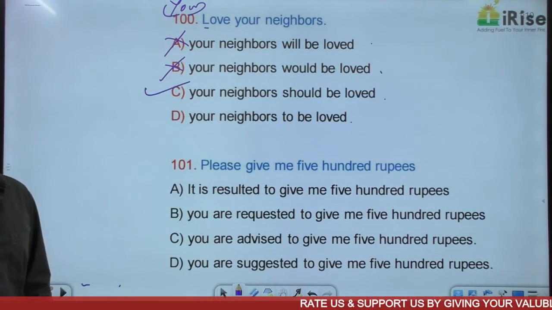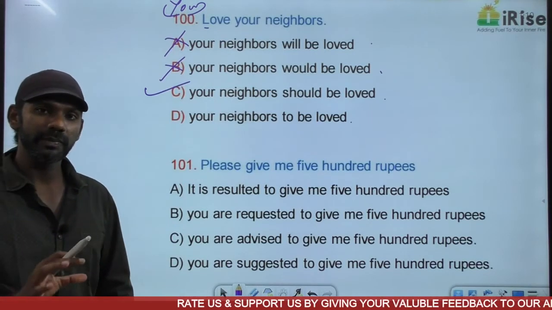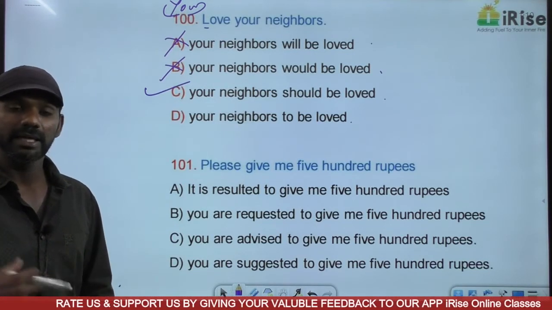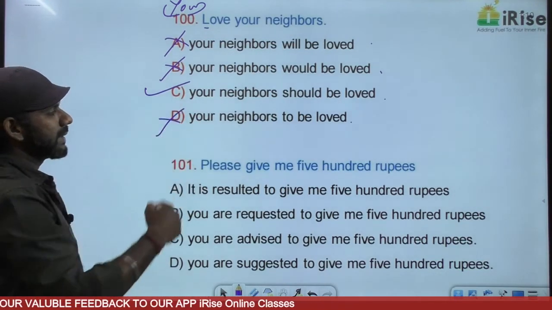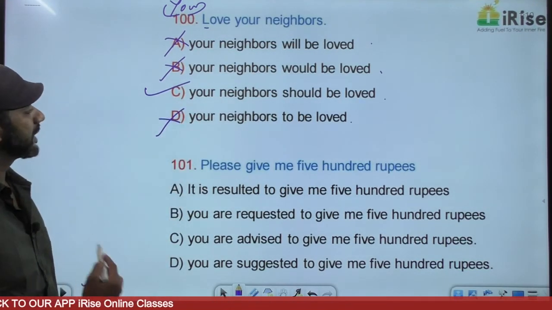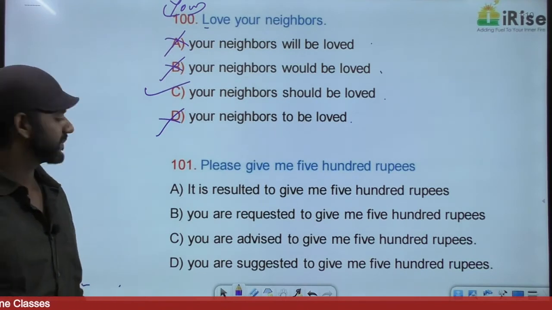Your neighbors to be loved. What is missing here? Are to be loved means are is missing. Must be loved, should be loved, are is missing here, gone. Neighbors is plural, so it must be are to be loved. Eliminate, the answer must be option C.